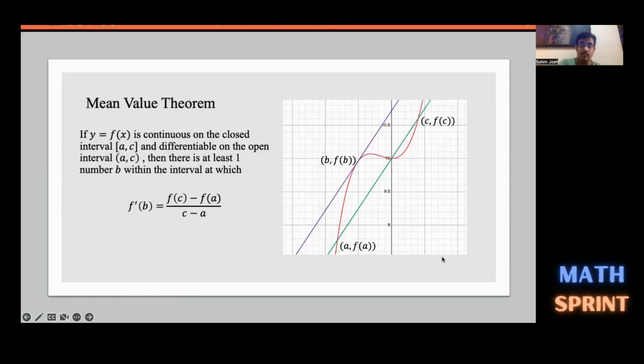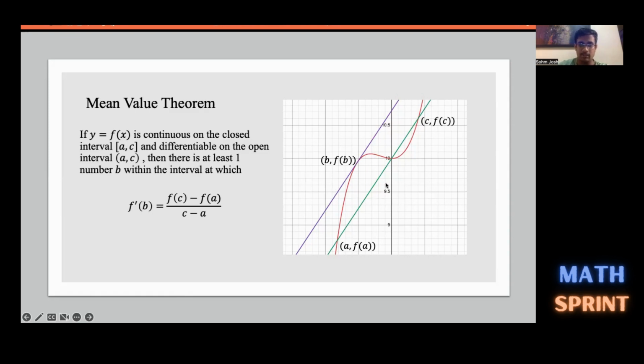All right, here we are, the mean value theorem. So this theorem, as the name probably suggests, is connected to the average rate of change. If y is equal to f of x is continuous on the closed interval a comma c and is differentiable on the open interval a comma c, then there's at least one number b within the interval at which f dash of b is equal to f of c minus f of a, the whole thing divided by c minus a. So let's use this image on the right here to help explain.